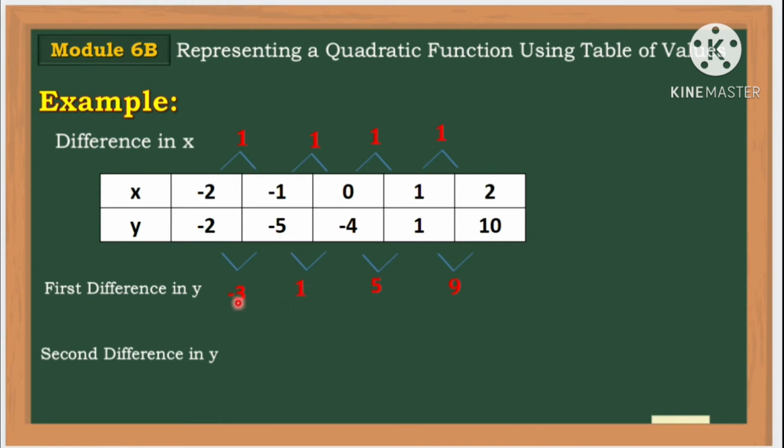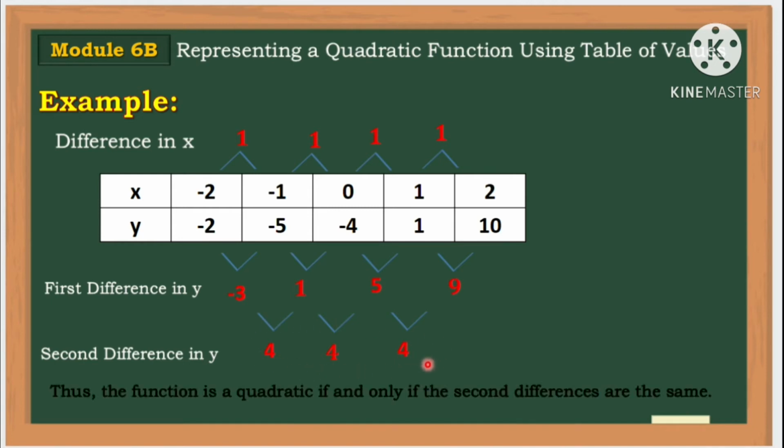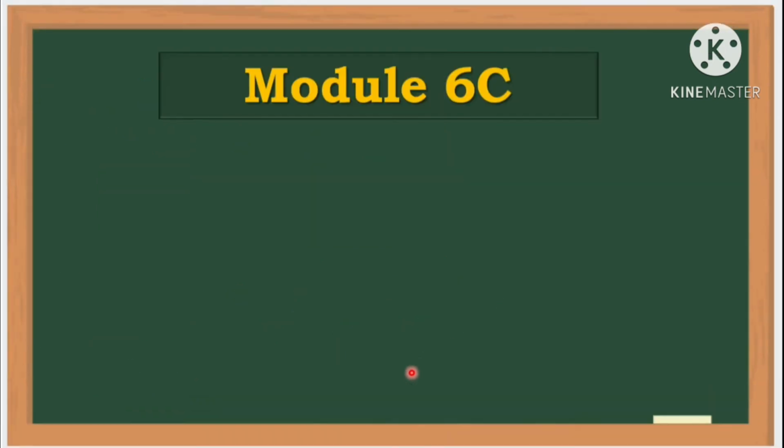1 minus negative 3 is equal to 4. 5 minus 1 is equal to 4. 9 minus 5 is equal to 4. Notice, pare-parehas na dito. Therefore, this is a quadratic function. So, itong table of values na ito, inuulit ko, since sa second difference ay pare-parehas na, ito ay quadratic function. Pag hindi yan pare-parehas dito, or pag dito man ay naging parehas na, hindi yan quadratic function. Okay?